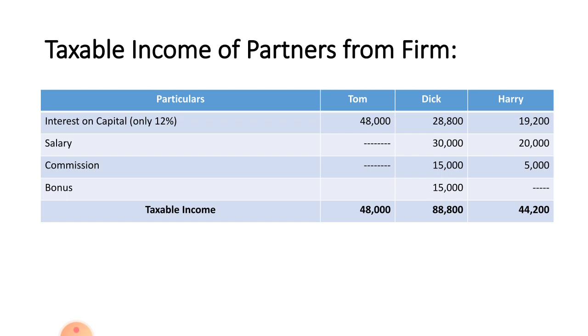12% of 2,40,000 of Dick, 28,800, and 19,200 of Harry. Next, salary to working partners, that is Dick and Harry, 30,000 and 20,000 respectively. Next, commission to working partners, 15,000 and 5,000. Next, bonus 15,000. So the total taxable income of 3 partners amounts to 48,000, 88,800 and 44,200. So these are their taxable income.